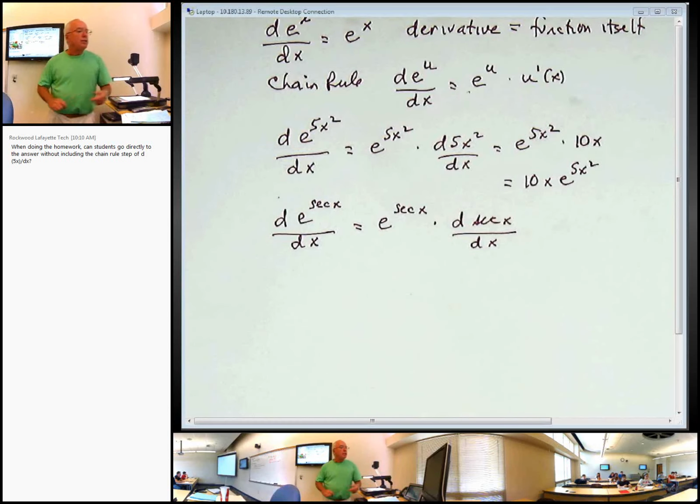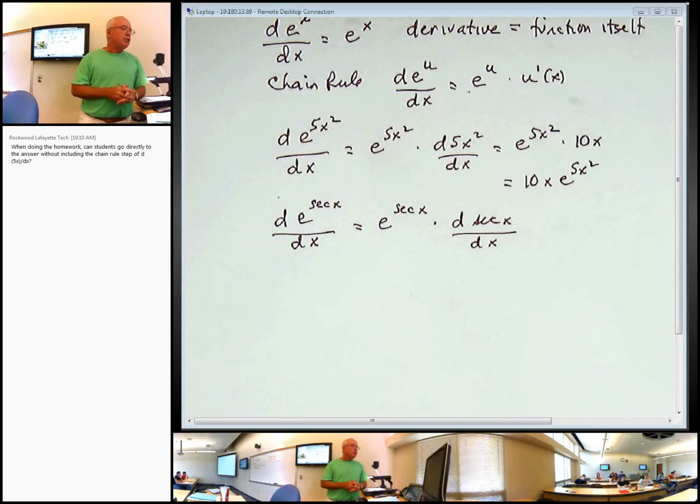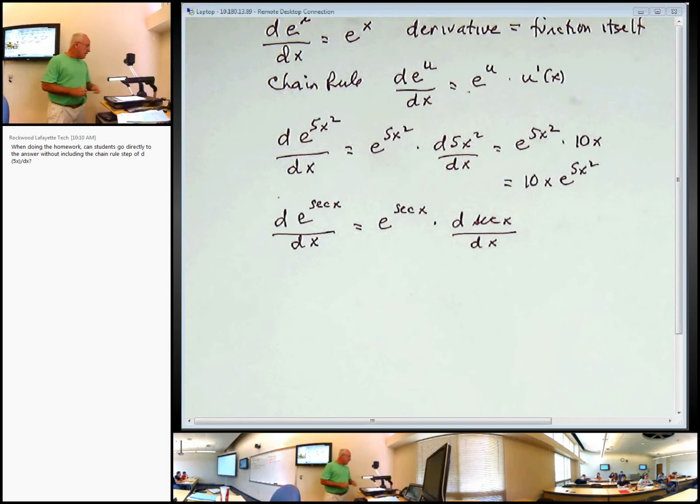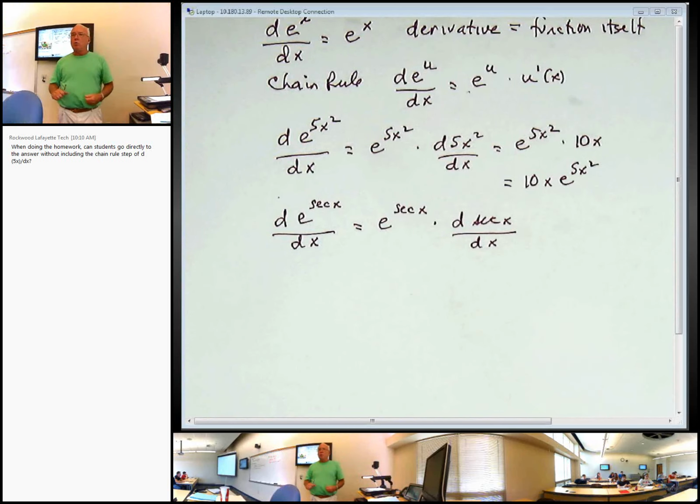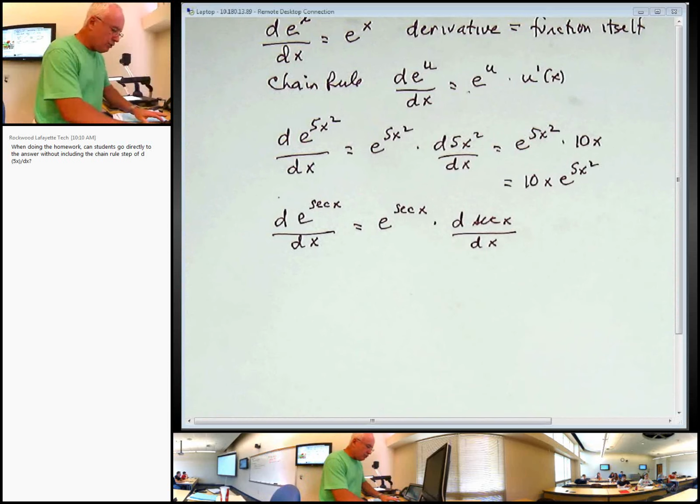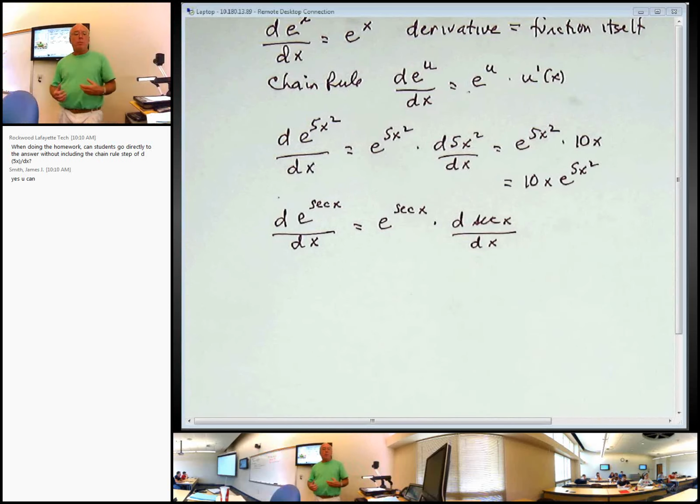Okay, the question here is, when doing the homework, can students go directly to the answer without including that extra step that I put there, derivative of 5x, as part of your work? And my answer to that is yes, you can do that. Okay. I want you to show work, but what I consider some very obvious steps you can leave out, and as long as I see that you're applying the chain rule, I'm not going to take off for that. Okay, does that help? All right. Okay.